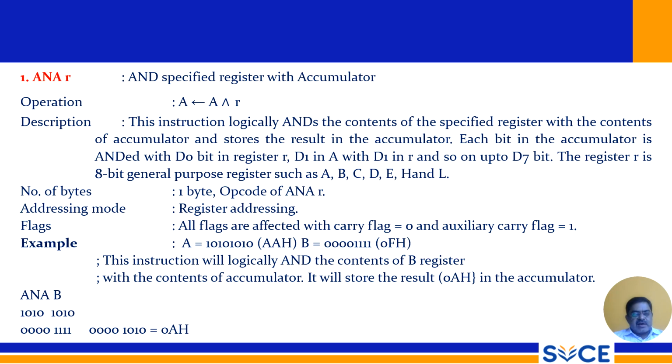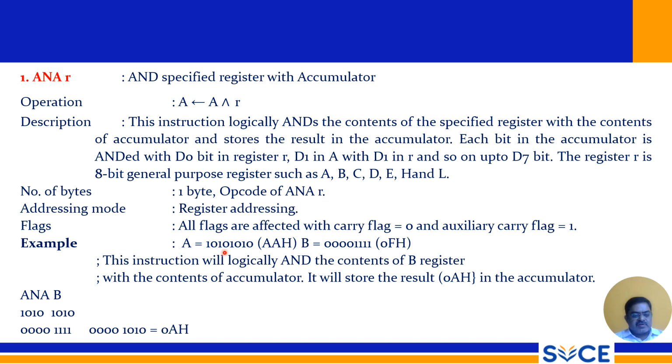So now ANA R. This is the AND operation, and it ANDs the specified register with the accumulator. The contents of accumulator and R will be ANDed. The AND operation is normally the dot operation, and the result will be stored again in A itself. Here you can see it is a 1 byte instruction, and it is register addressing mode. All flags are affected with the carry flag equal to 0. Auxiliary carry flag is always 1.